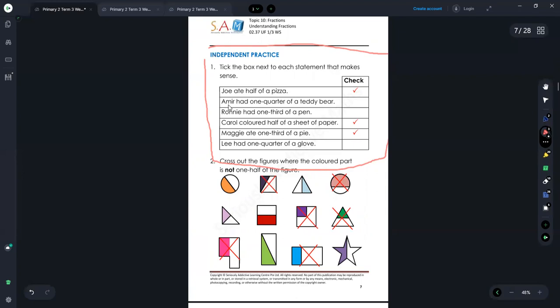What about the second example? Amir had 1/4 of a teddy bear. Obviously you cannot cut a teddy bear into quarters, because it'll be unequal. The question that would be difficult to answer is when students ask, "What about chickens?" Can you cut a chicken equally into 4 parts? If you say no, then they'll say, yeah, but then what does quarter chicken mean?